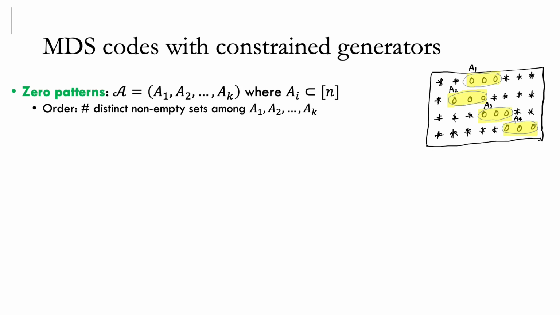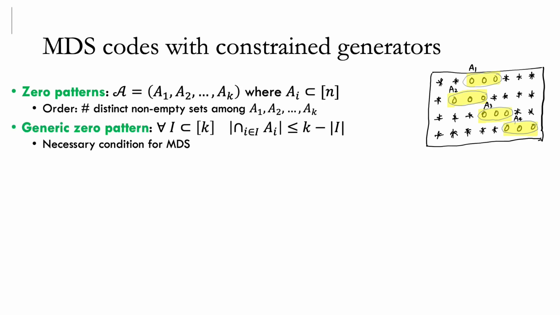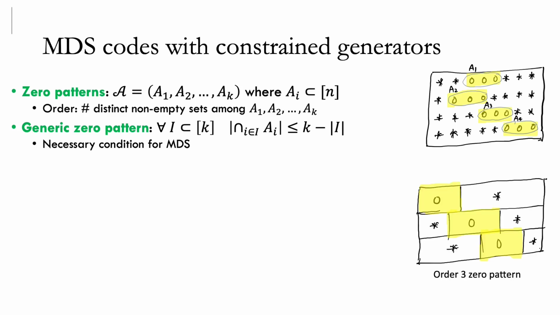So let's say a zero pattern of a generator matrix is the subsets of n, such that, say, the first row, A1 are the entries which have zeros, A2 for the second row, and so forth. There are constraints on what these sets can be. For instance, we can't have them all be zeros, or else it's not an MDS code, or even a basis. So there are these generic zero pattern inequalities that say the intersection sizes of some of the sets have to be at most some bound. You can consider them to be Hall type conditions.